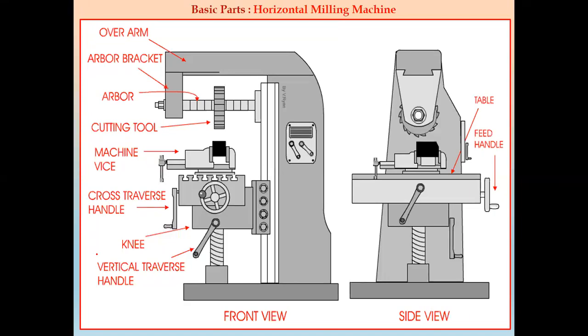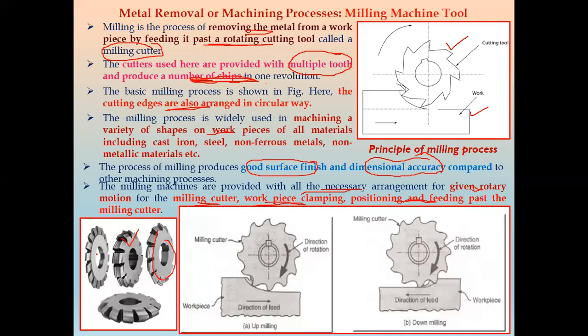Now this is another example. There are mainly two types of milling processes, up milling and down milling. We'll see what is meant by up milling and down milling in the operations performed on the milling machine. This is the milling machine, the machine tool which is used for milling operation.